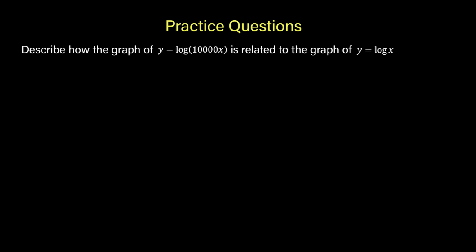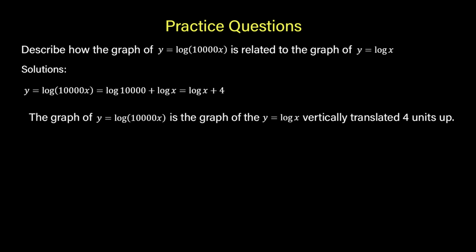Describe how the graph of y equals log of 10,000x is related to the graph of y equals log of x. Solution. Use the laws of logarithms and calculate the logarithm of the product. Log of 10,000x equals log of 10,000 plus log of x, which equals log of x plus 4. It means the graph of y equals log of x, shifted 4 units up, equals the graph of y equals log of 10,000x.